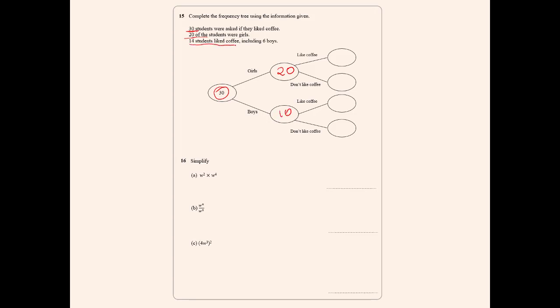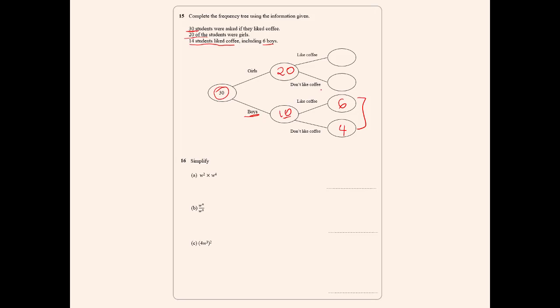14 of the students liked coffee, including 6 boys. So look at the boys, and out of the 14, 6 liked coffee that are boys. So look at boys, and then 6 liked coffee. That means out of the 10, 6 like coffee. That means the boys who don't like coffee will be 4. 6 add 4 is 10. So always double check that these two numbers add up to the number before they branch out.